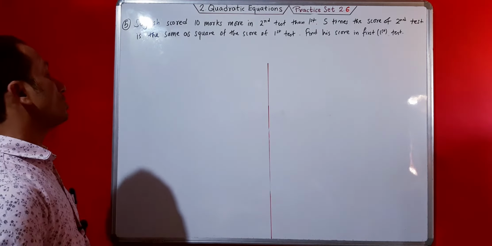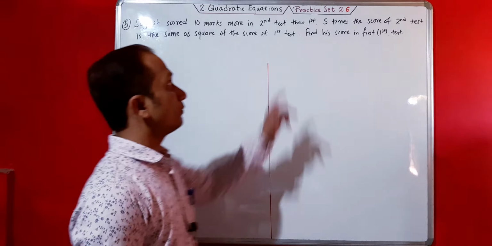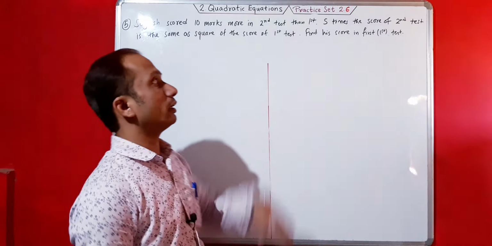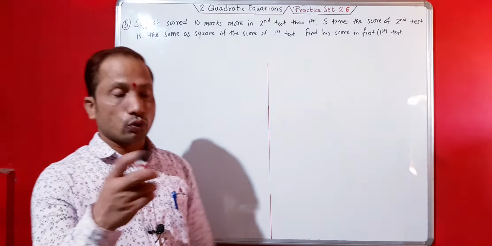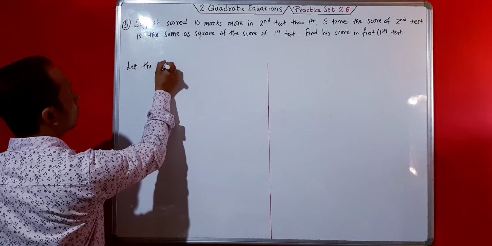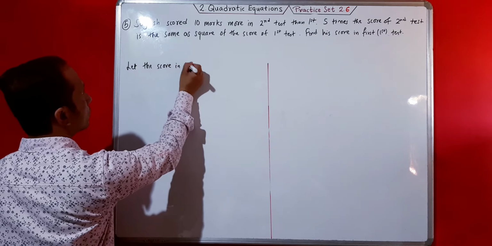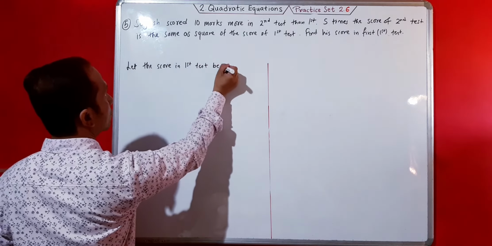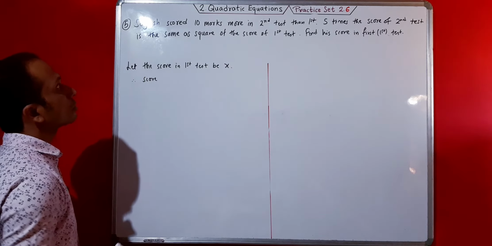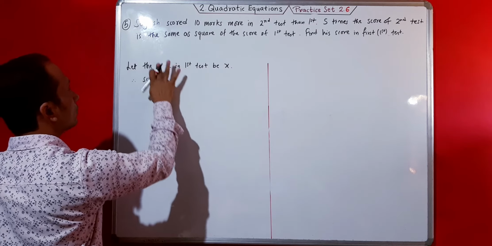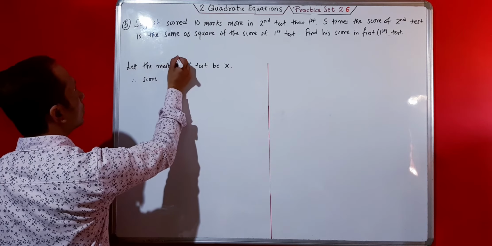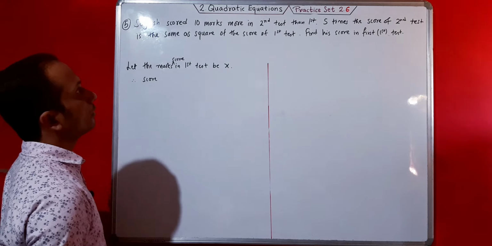In the problem, Sue scored 10 marks more in the second test than the first. 5 times the score of the second test is the same as the square of the score of the first test. Find his score in the first test. So you have to find his score in the first test. Let the score in the first test be x.